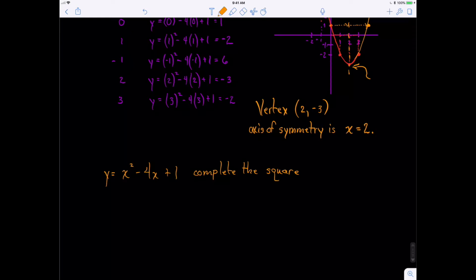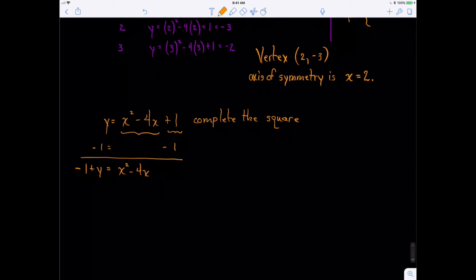Now remember, when we complete the square, we're only working with the x terms. So the constant term, the term without the x, the 1, we don't want to work with. Right off the bat, let's get that out of our way, and we'll bring it back in the end. I'm going to subtract 1 from both sides. I'll write my problem now as negative 1 plus y equals x squared minus 4x.